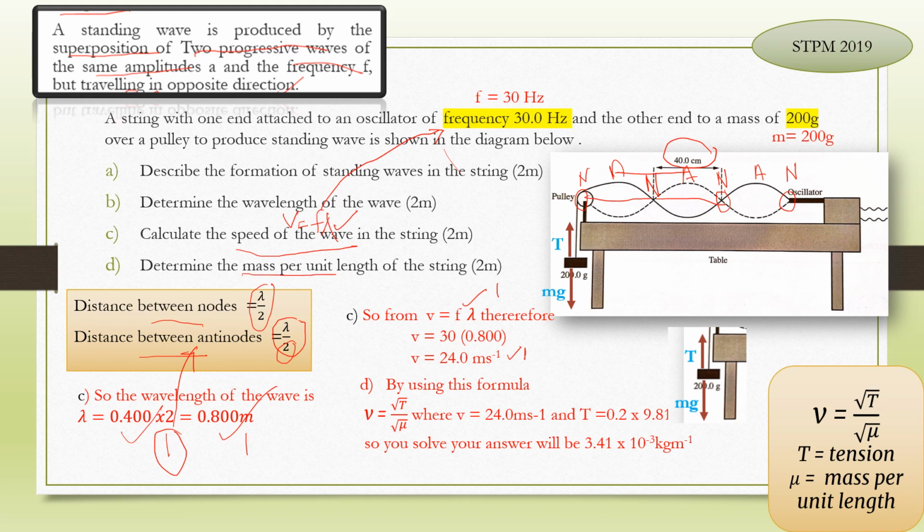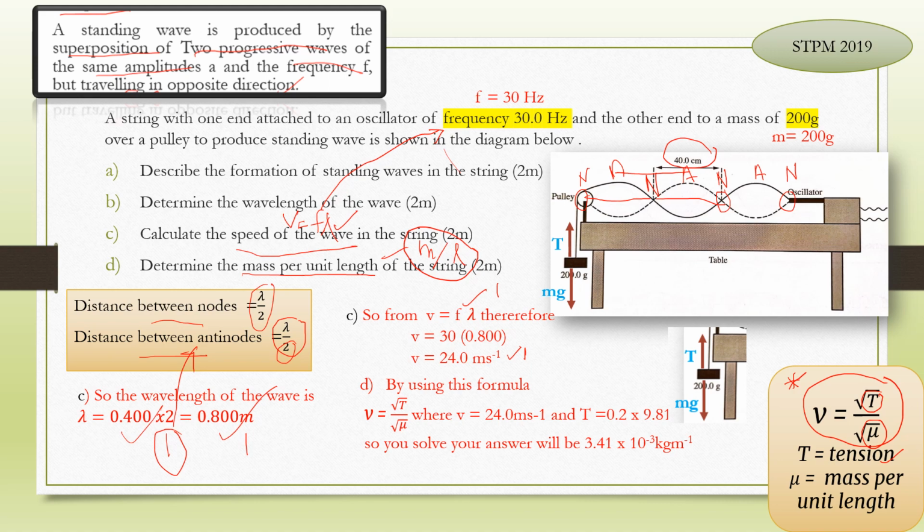Determine the mass per unit length of the string. Okay, so how do we do that? Now, when we talk about the mass per unit length of the string, we go back to the very important formula of v equals square root of T over mu. T is tension and mu is mass per unit length. You have to memorize this formula because it is very repetitive in past years. Okay, they're quite famous in the STPM.